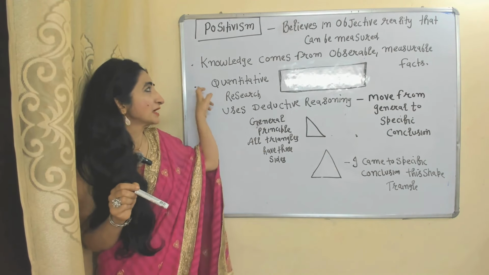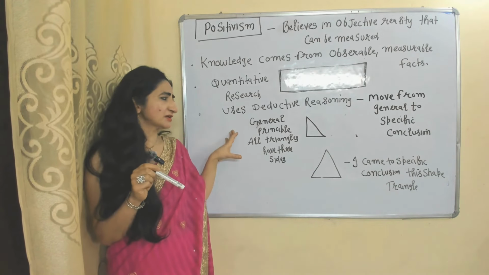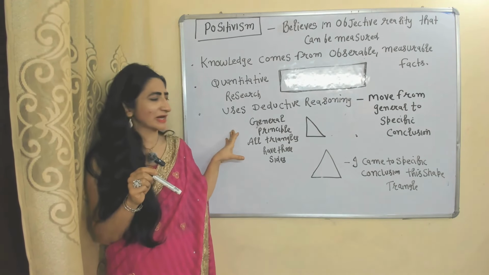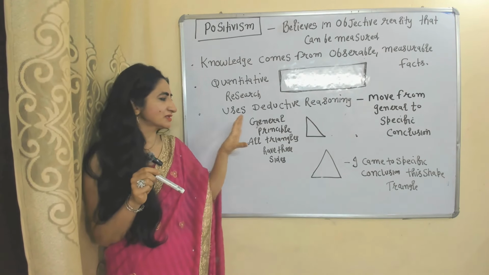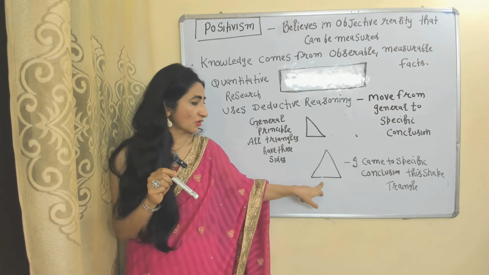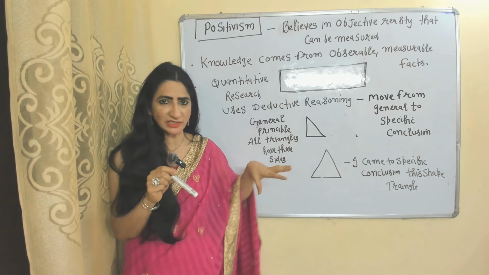As we know, quantitative research is mainly based on numerical data, and it uses deductive reasoning. Deductive reasoning means we move from general principle to specific conclusion. For example, a general principle says all triangles have three sides. Based on this general principle, I come to the conclusion that this specific shape belongs to triangle because this shape has three sides.